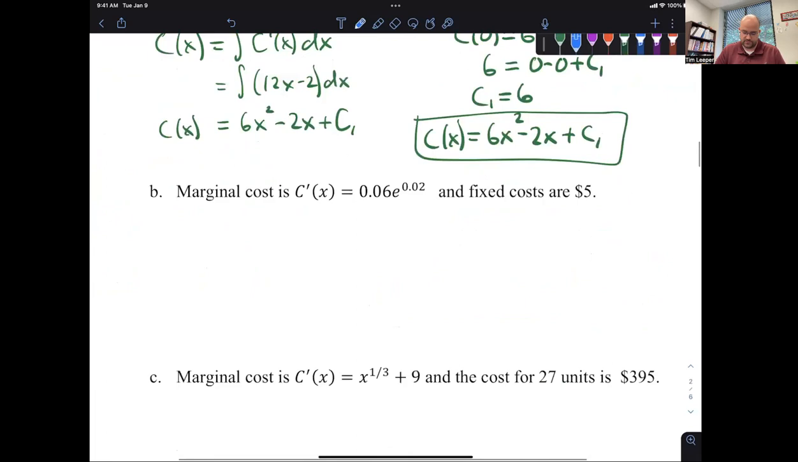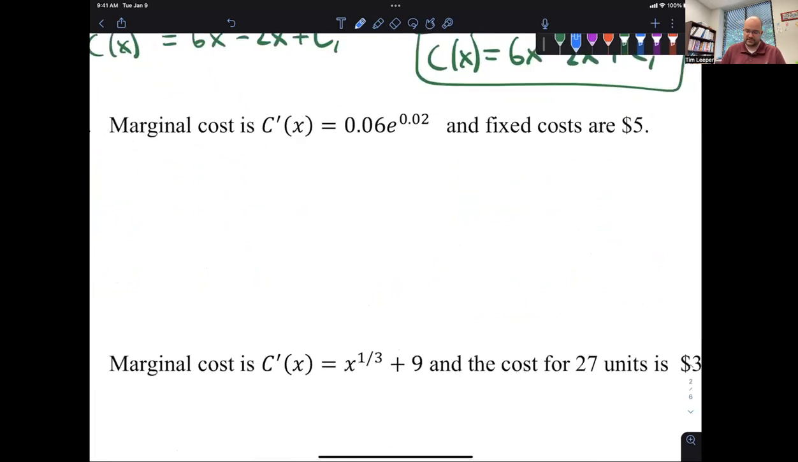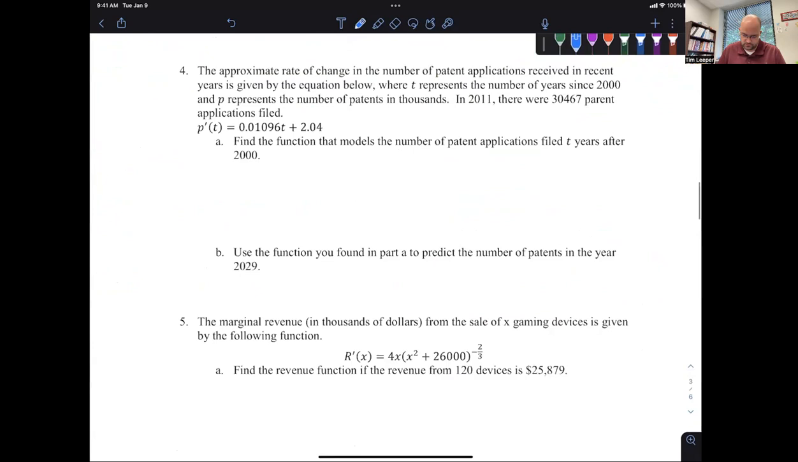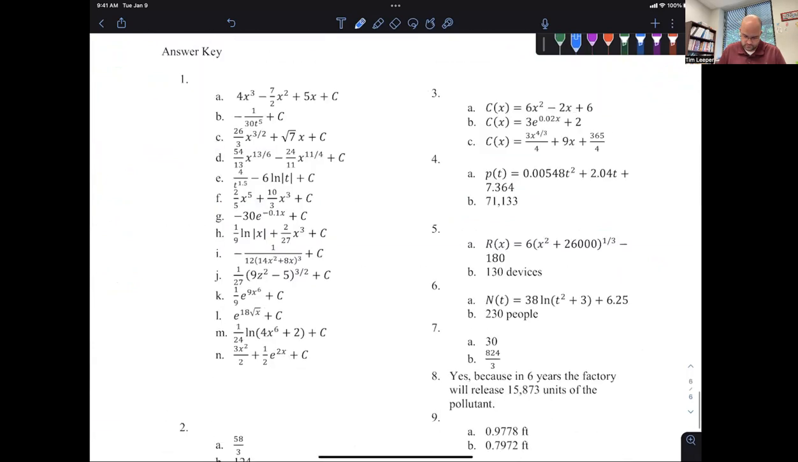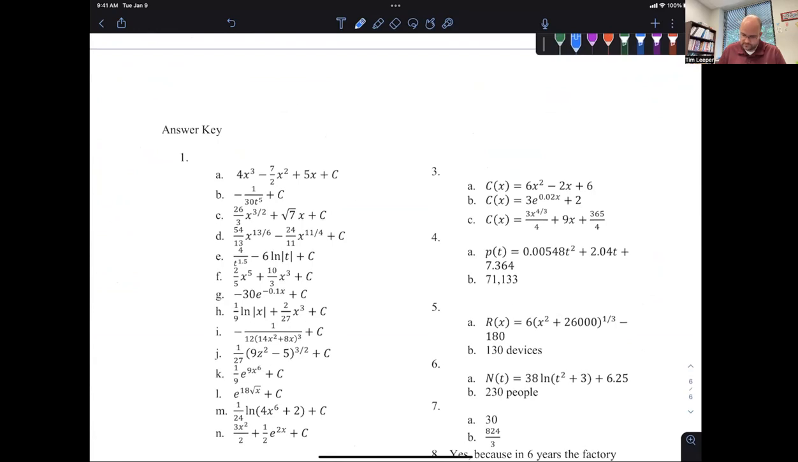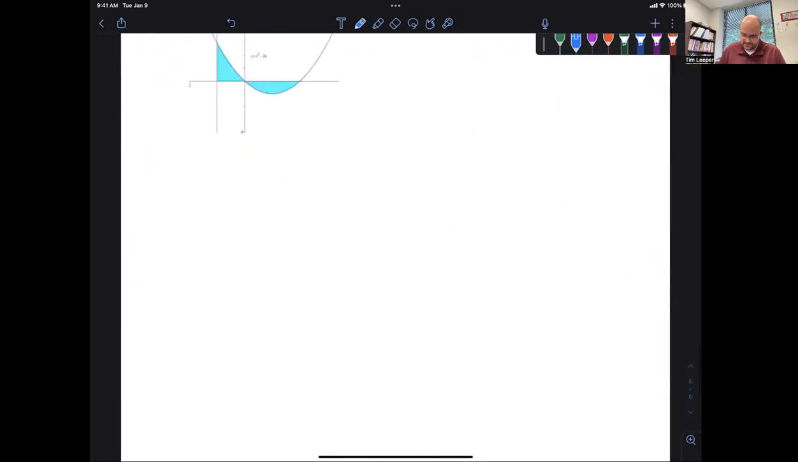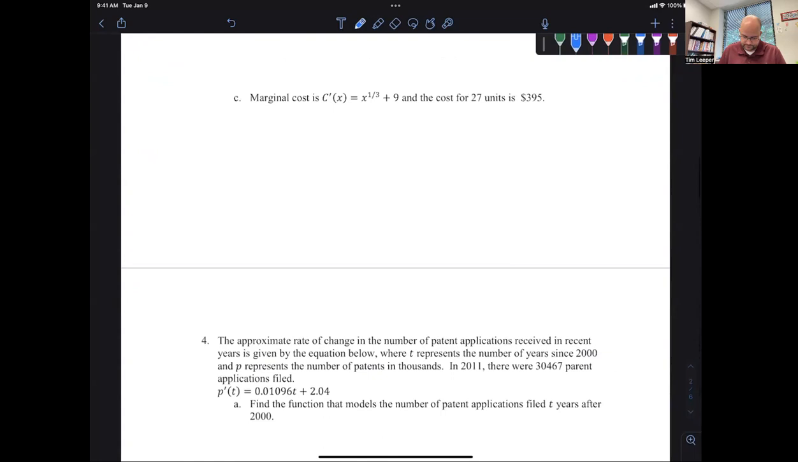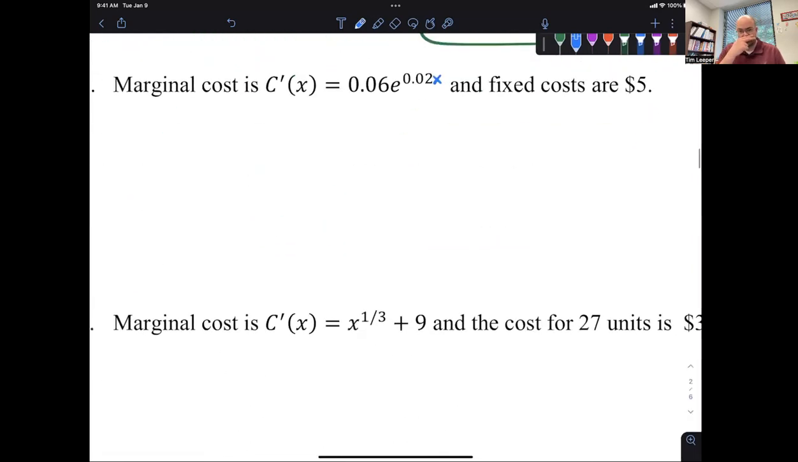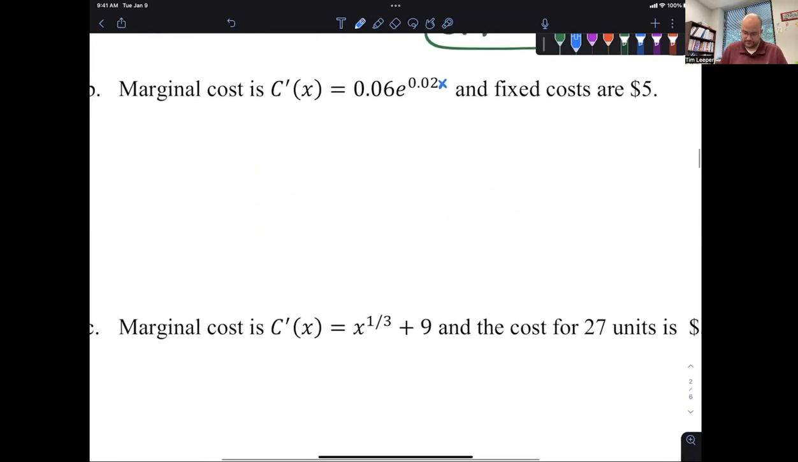B is very similar. The marginal cost is c prime of x equals 0.06 e to the negative 0.02. And there should be an x there, actually. Let's go check and make sure. Yeah, there most definitely needs to be an x there. That is a typo. So there we go. And fixed costs are $5 here.